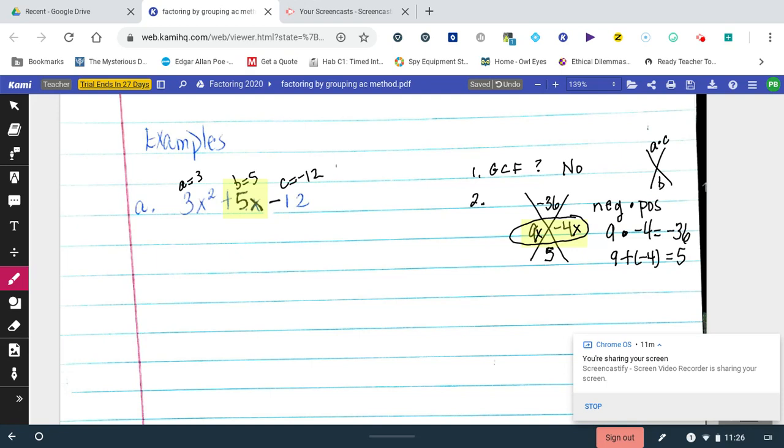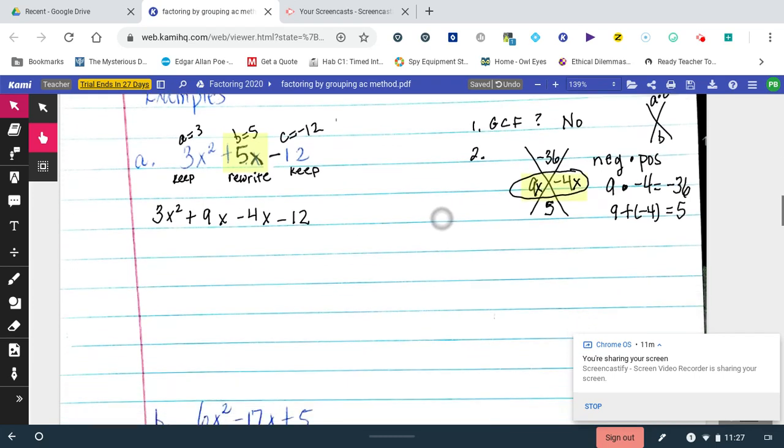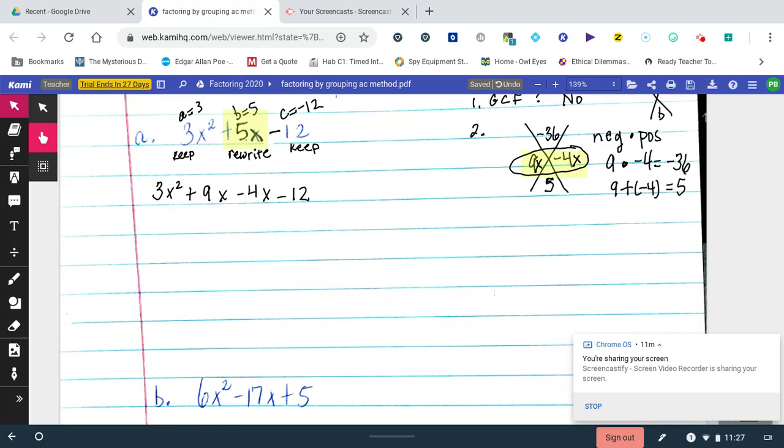So I'm going to rewrite this. Keep the first, so you have 3x squared. Here you rewrite it, break it up into the two numbers on the side of the x, which is a positive 9x and a negative 4x. And then you keep the last term, which is negative 12. Now this should look familiar because now you have 1, 2, 3, 4 terms. When you have 4 terms, you have to work your way back to factoring by grouping.